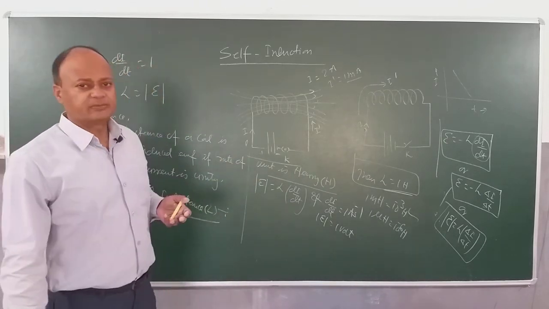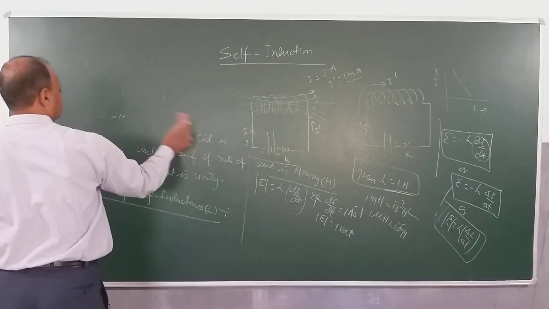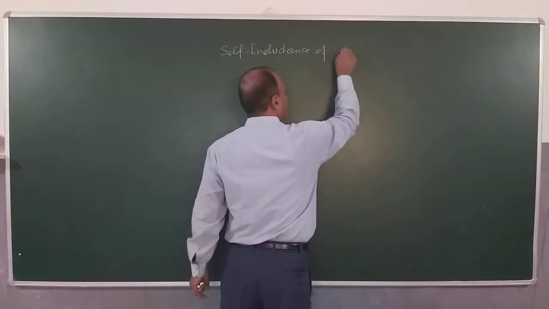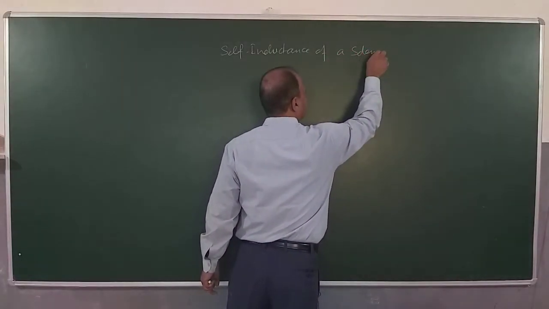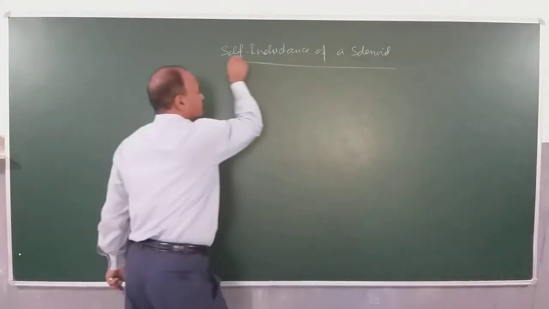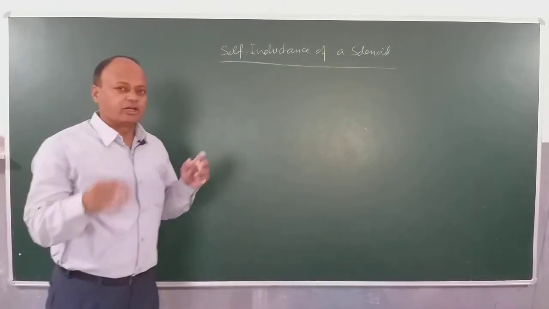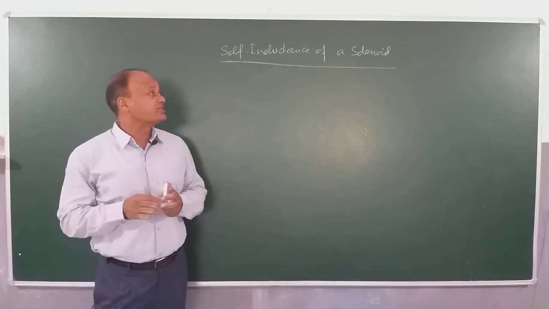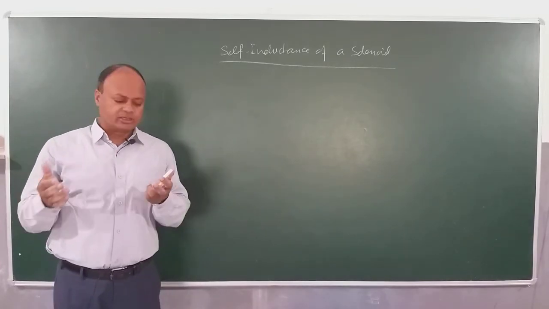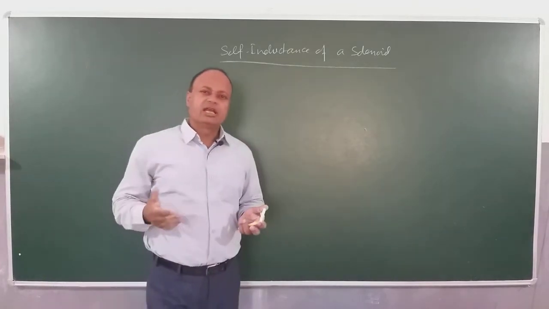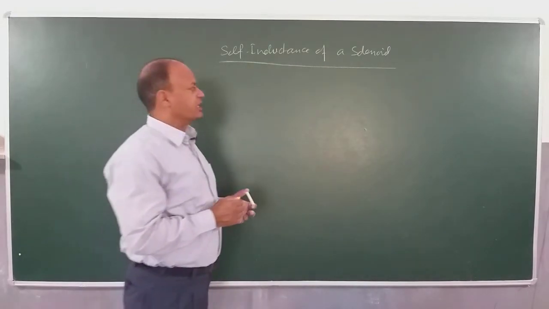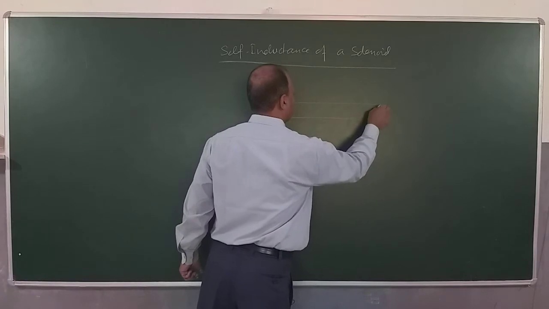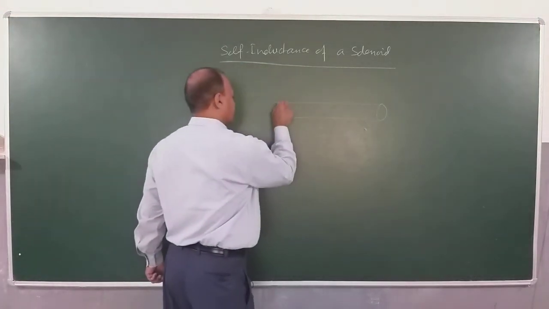Okay, let's see here. Self inductance of a solenoid. So children, we already did the basic groundwork on self induction. Now we are going to discuss self inductance of a solenoid. As you know, solenoid is an arrangement consisting of a long cylindrical frame with large number of copper wires wound on it. So this is a solenoid, for example, that we are talking about.